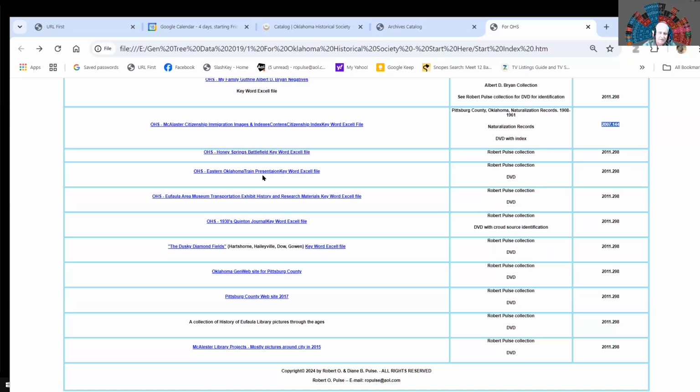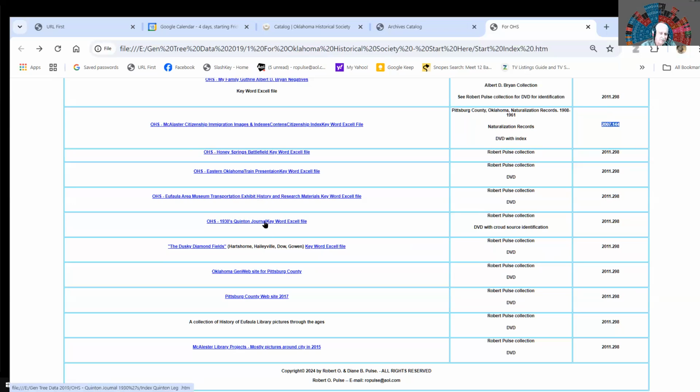The next thing down is the Eufaula Area Museum Transportation Exhibit. All the pictures of the development of that exhibit. That exhibit was done by many people, one of which was a relatively famous artist that I enjoyed working with. And all the development pictures and process pictures of how that's put together and how to take it apart and how to move it are all on a DVD, and that's all part of this collection.